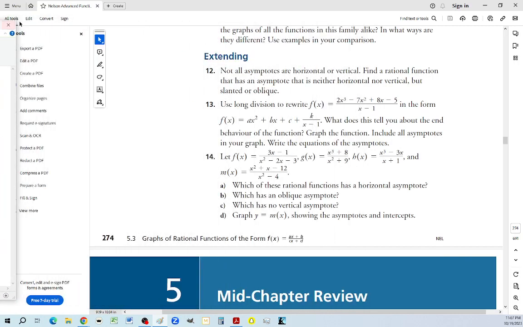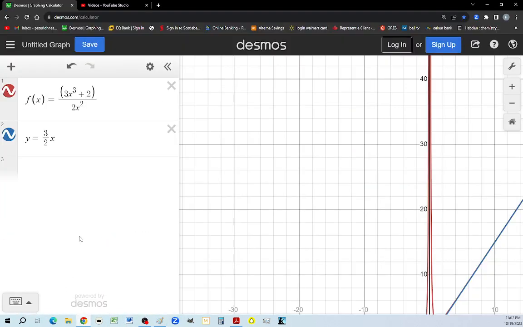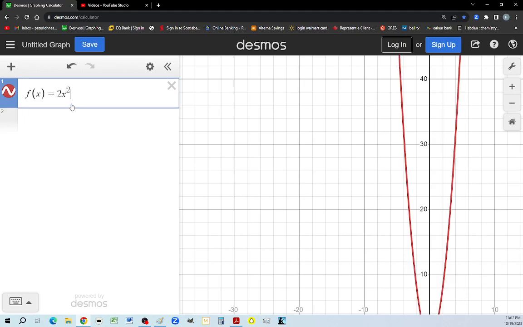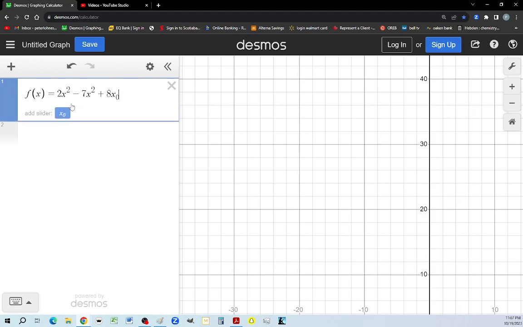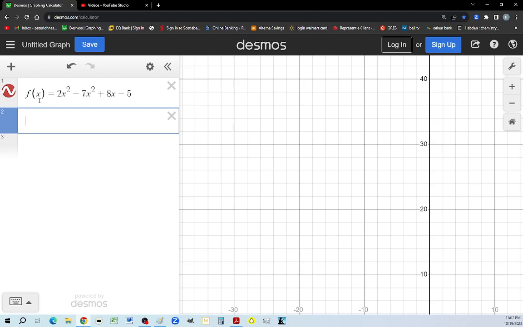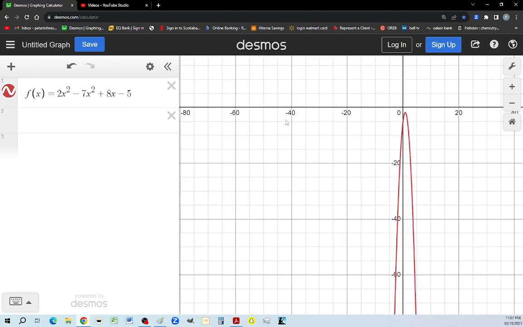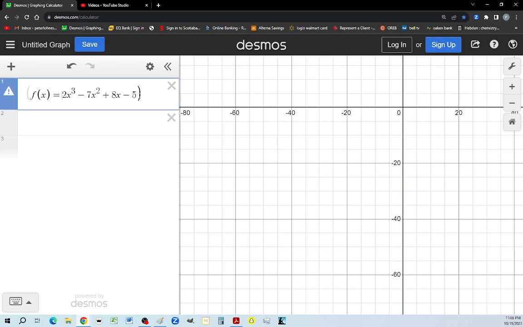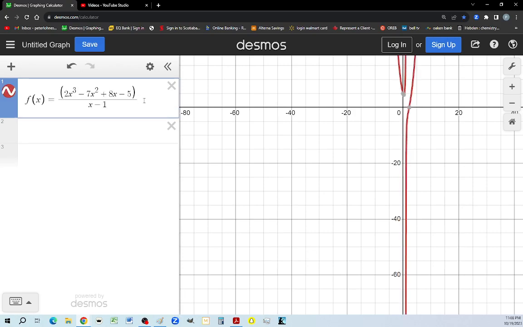So we're going to start with the first main equation. The first main equation was this. The whole point is to make them look the same. And then it looks like this. So it's a cube. And remember that it's all over x minus 1. So it looks like that.